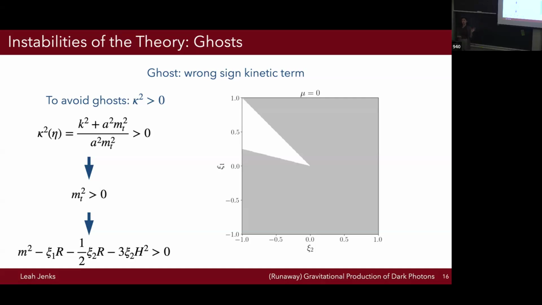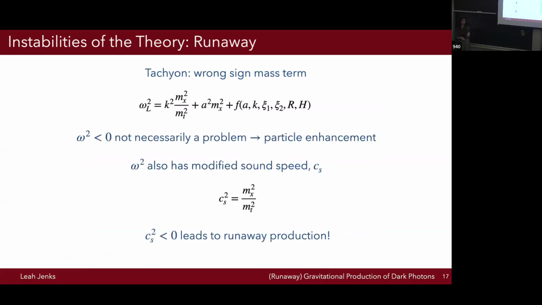So this was a wrong sign in the kinetic term, but we also have that very complicated expression that I showed for omega squared in the dispersion relation. So we can also have a tachyon. So we can also have, in this case, a wrong sign in the mass term coming from this omega squared. And so I've shown again here this expression for omega squared. All of this kind of complicated stuff you don't need to worry about, but these are the 2 main terms. And so, of course, having some kind of tachyonic mode is not necessarily a problem.